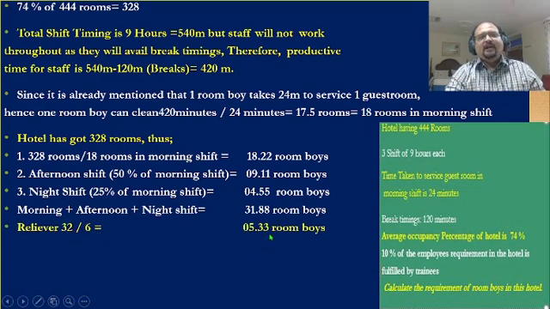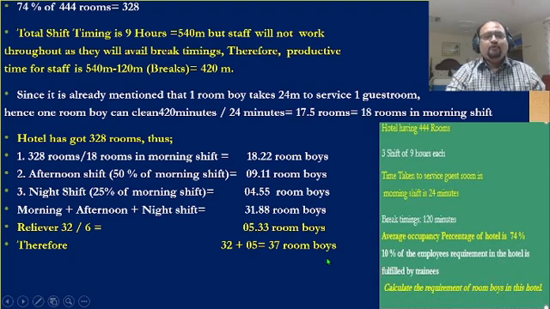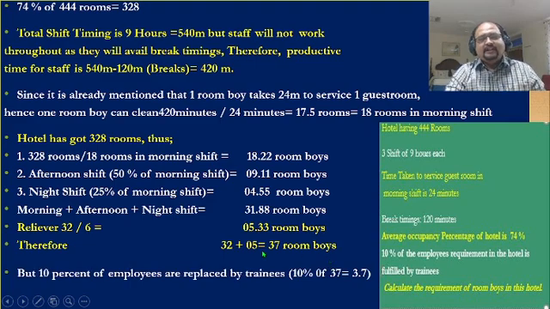So here it is coming 5.33 room boys as reliever, and then total is 32 plus 5, that is 37 room boys. So in this given condition, we need to have 37 room boys based on the 74% occupancy.